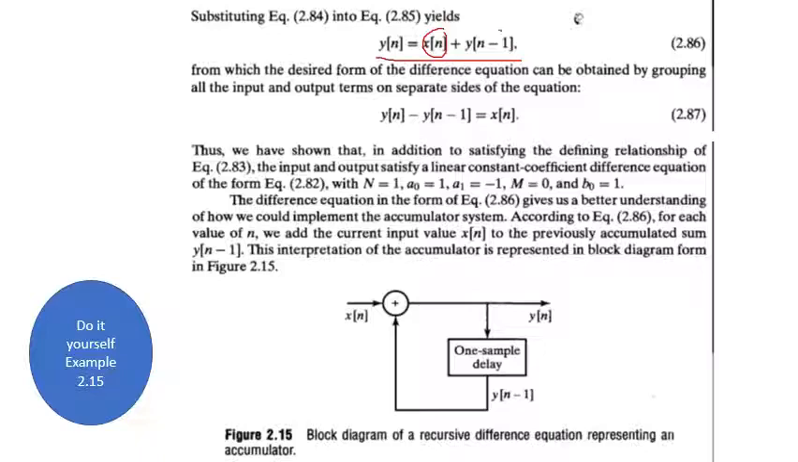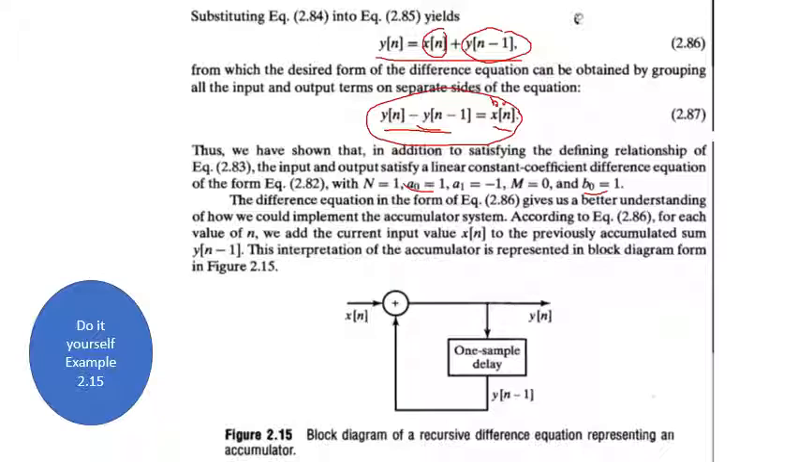So in the next slide you can see the accumulator system in the form of a difference equation: the current input added with all the previous output. This is our difference equation for the accumulator system. If I rearrange, putting all the outputs on one side and inputs on the other side, we can note that the coefficient B naught here will be 1, the coefficient A naught is 1 and A1 is minus 1. You have to compare this with the general difference equation, which is in the previous slides.